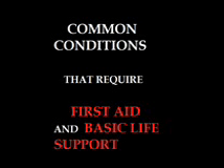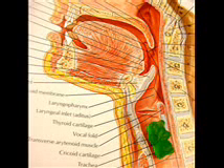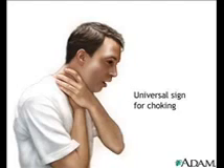Common conditions that require first aid and basic life support. Choking occurs when a foreign object becomes lodged in the throat or windpipe, blocking the flow of air. In adults, a piece of food often is the culprit because choking cuts off oxygen to the brain. Administer first aid as quickly as possible.